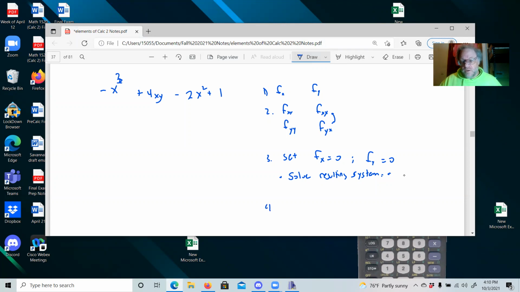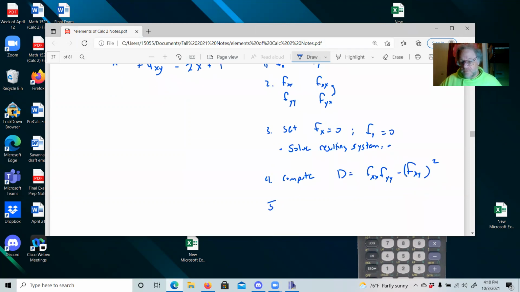Okay, we're going to compute, right, the D value here. This is fxx fyy minus fxy squared. Okay, and now we're going to consult the table, okay, for is it min, max, saddle, or boom? We don't know. Okay, so that's pretty much your steps.